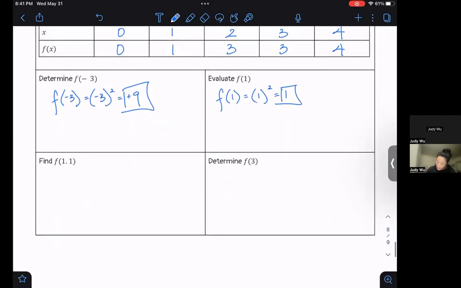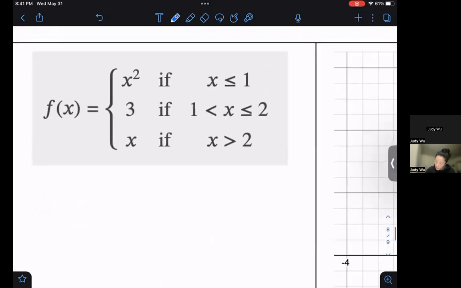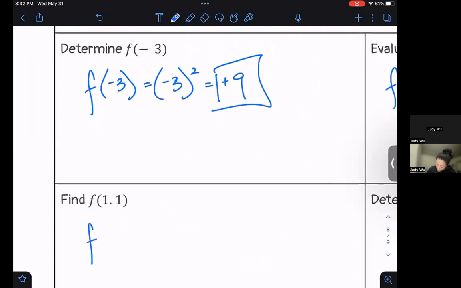All right, last two. Find f of 1.1. Well, 1.1, that's not less than 1. It's not equal to 1. But it sure is between 1 and 2. And if x is between 1 and 2, the y value is 3. So f of 1.1 is 3.